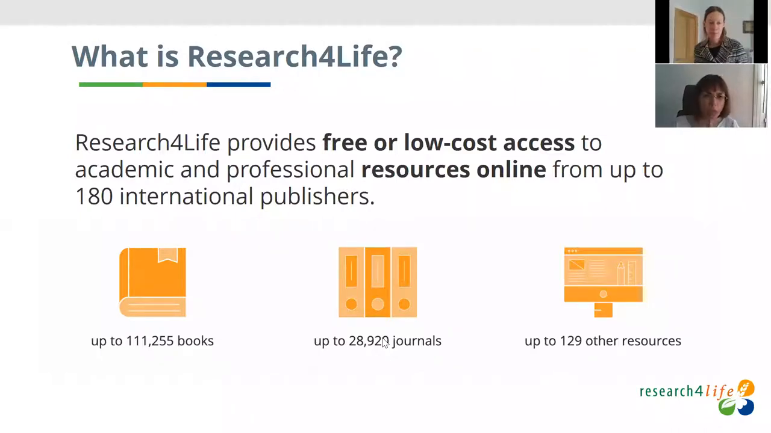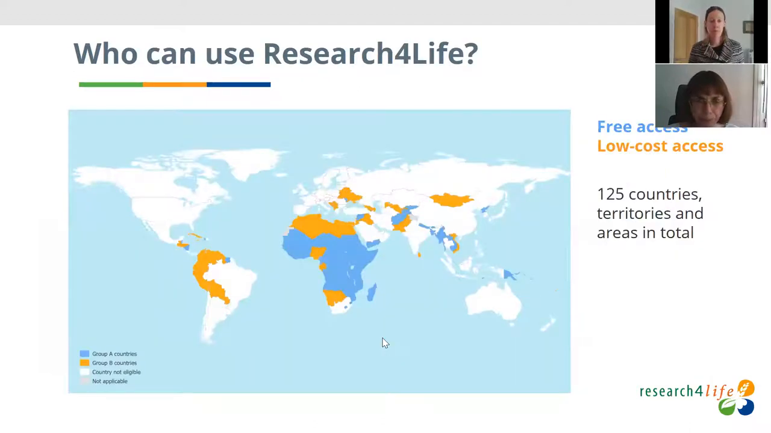Research for Life provides free or low-cost access to academic and professional resources online from up to 180 international publishers. So you will see that we have quite a lot of resources, 120,000 in total: books, peer-reviewed journals, databases, and other resources.